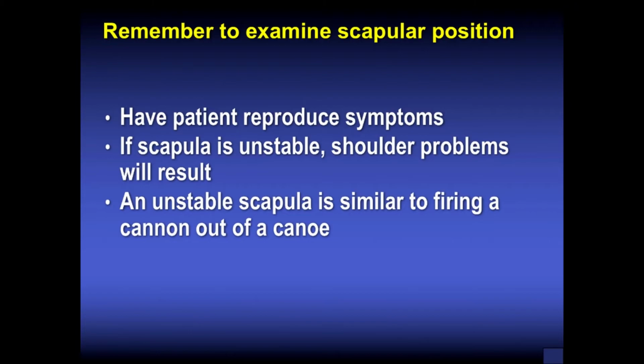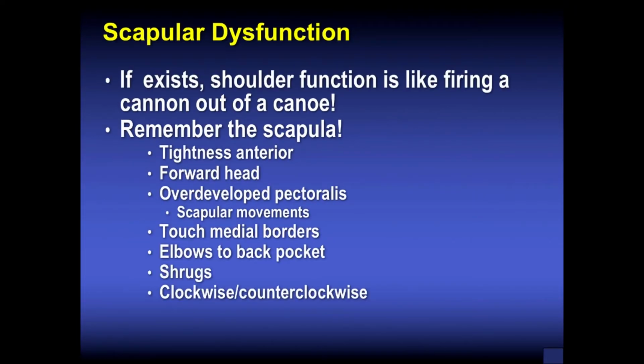If the scapula is unstable, shoulder problems will result. And an unstable scapula is similar to firing a cannon out of a canoe. It just doesn't work well, not effective. The cannonball doesn't go far. Scapular dysfunction. Remember the scapula.